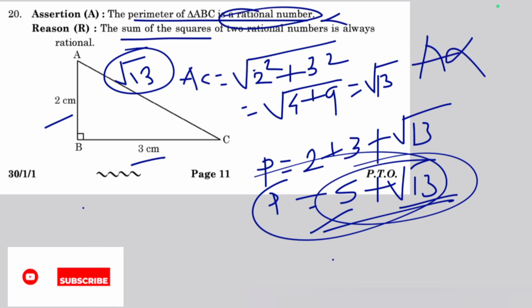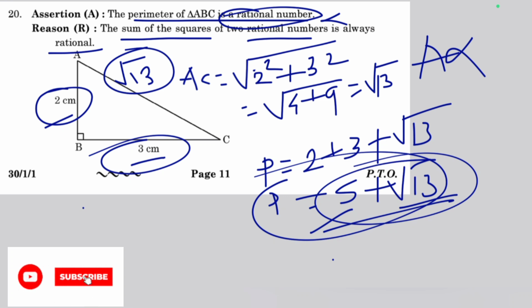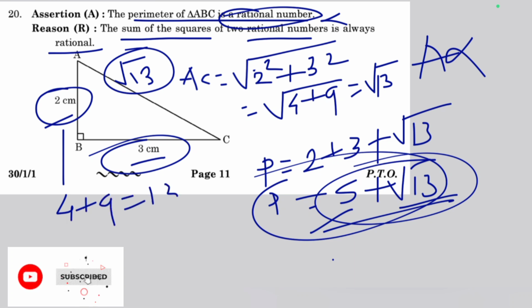The reason says the sum of the squares of two rational numbers is always rational. Let's see. If I take any two rational numbers, which are also given in this question, 2 is a rational number and 3 is also a rational number. If I find the sum of the squares of these two rational numbers, the square of 2 is 4, the square of 3 is 9, so I get 13. Yes, 13 is a rational number.